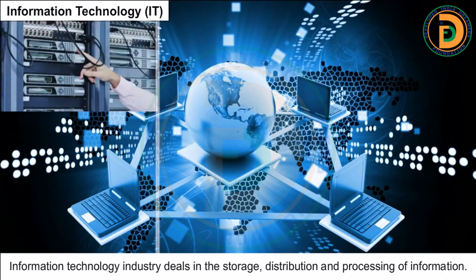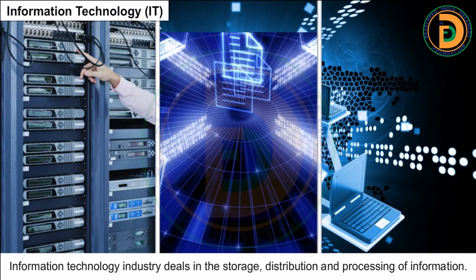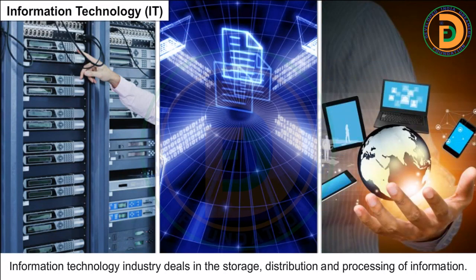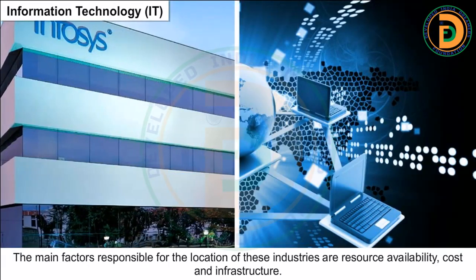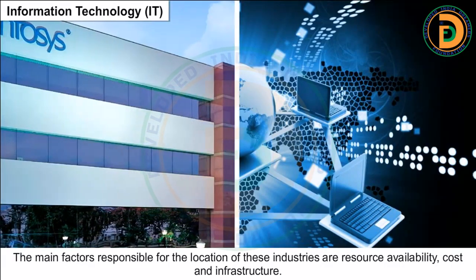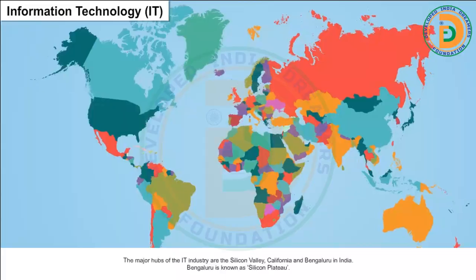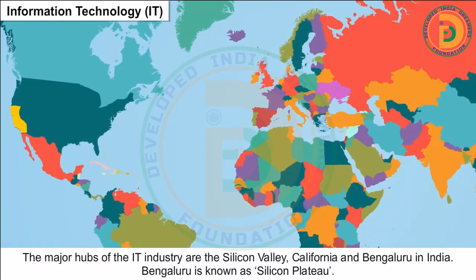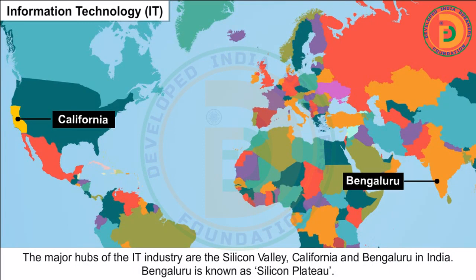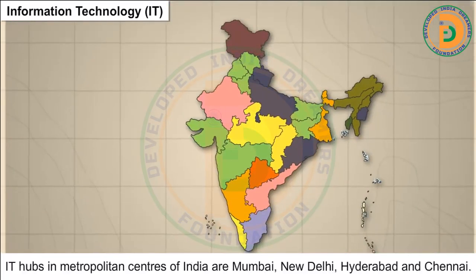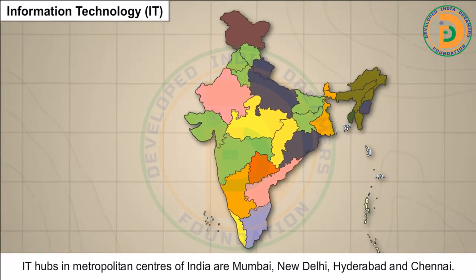Information technology industry deals in the storage, distribution and processing of information. The main factors responsible for the location of these industries are resource availability, cost and infrastructure. The major hubs of the IT industry are the Silicon Valley, California and Bengaluru in India. Bengaluru is known as Silicon Plateau. IT hubs in metropolitan centers of India are Mumbai, New Delhi, Hyderabad and Chennai.